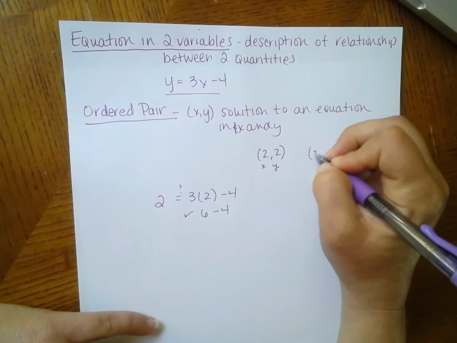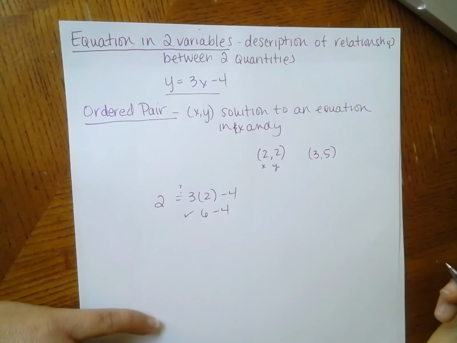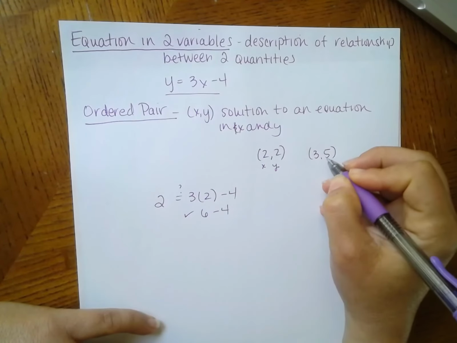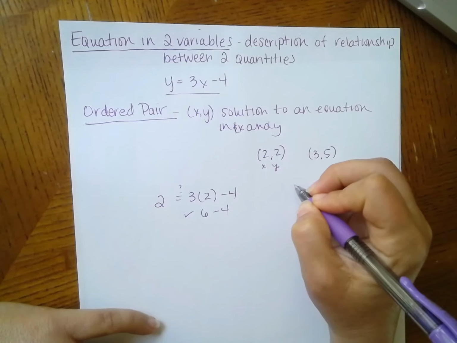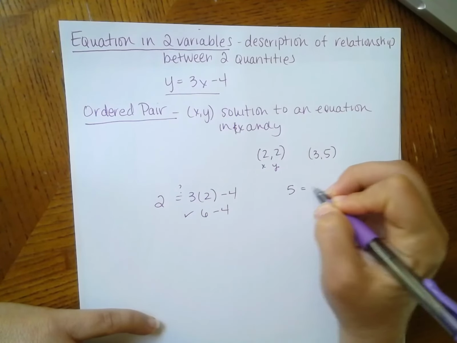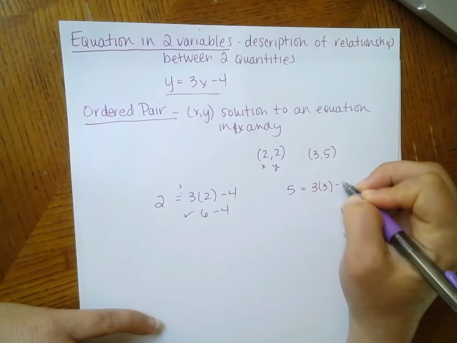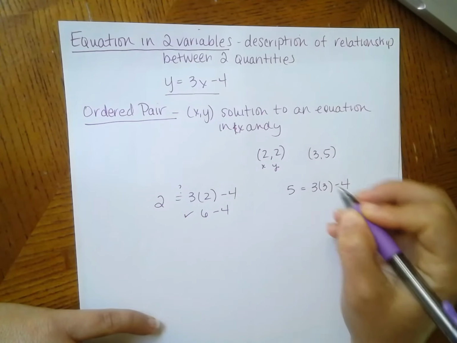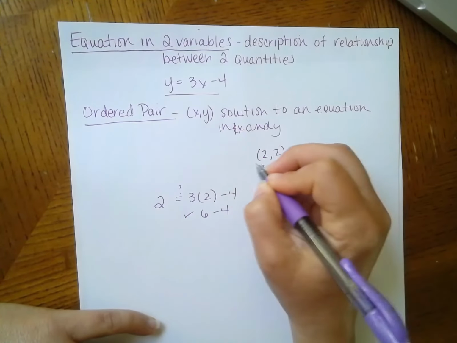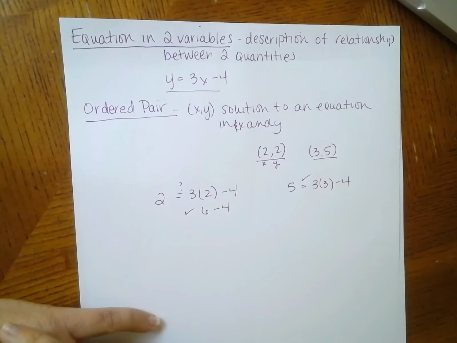Also, if I look at 3, 5, so if I plug in 3 for x, I should get out 5 for y. So using the same equation, I have 5 is equal to 3 times 3 minus 4. And so this is 9 minus 4. So again, this works out. These are both solutions to my equation.